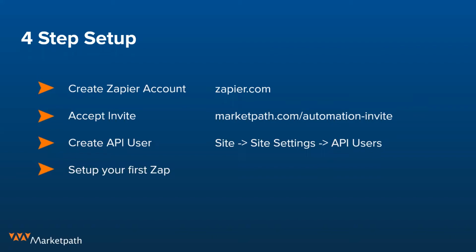Then you have to create your API user in Marketpath CMS so that Zapier can communicate with your site. And then, of course, after that, you set up your first app. Now, 4 steps makes it sound really easy. There's actually quite a few more than that, but that's just sort of the high-level overview of what you have to do. You've got to have a Zapier account. You have to use the invite code for now, and you have to create the API user and then work on your Zap, which is what Zapier calls their automation packages.